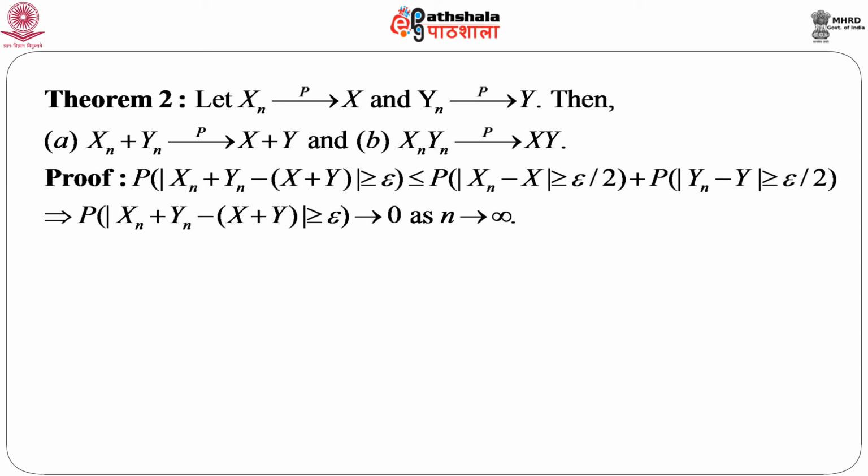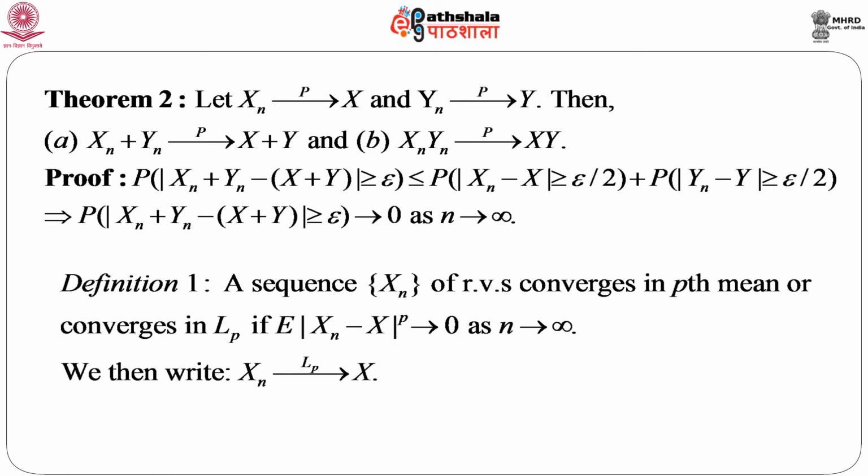The proof of the first one, A, is very easy. Just calculate the probability that mod of x n plus y n minus x plus y is greater than or equal to epsilon, which is less than or equal to the probability that mod of x n minus x is greater than or equal to epsilon by 2, plus the probability that mod of y n minus y is greater than or equal to epsilon by 2. Since both x n and y n converge in probability, the two terms on the right hand side go to 0 as n goes to infinity, and hence the probability that mod of x n plus y n minus x plus y is greater than or equal to epsilon goes to 0 as n goes to infinity, and hence the proof. Similarly, we can prove part B using the same kind of argument.